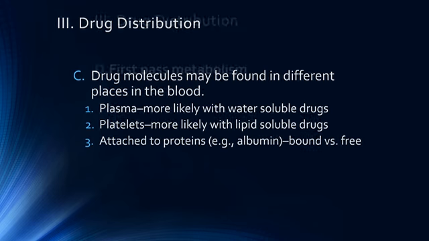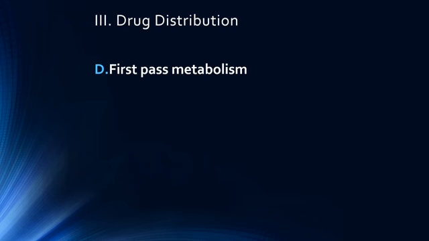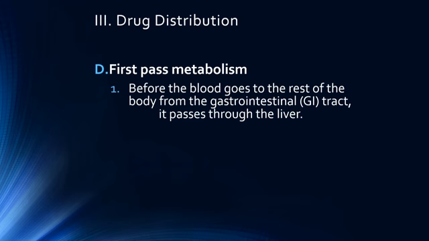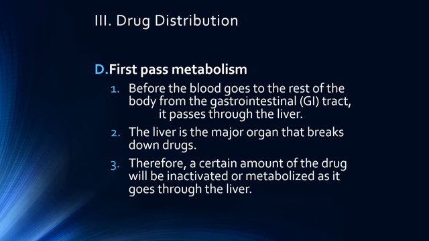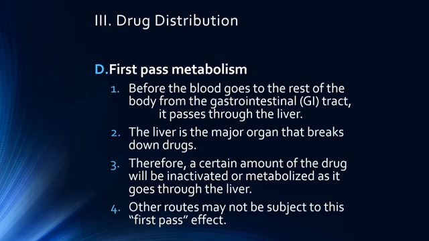One other critical thing to understand about drug distribution is what we call first-pass metabolism. Before the blood goes to the rest of the body from the GI tract, it passes through the liver. So you absorb something through the GI tract, it passes through the liver. The liver is, of course, the major organ that breaks down most drugs because that's how drugs get metabolized. Therefore, a certain amount of the drug can be inactivated or metabolized as it passes through the liver. This first-pass metabolism is an important part of understanding how drugs end up in the bloodstream and also might not end up in the bloodstream.